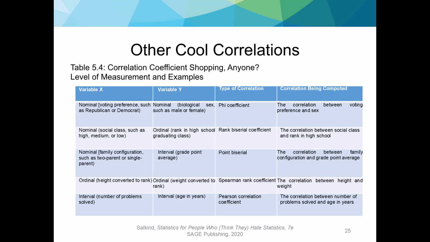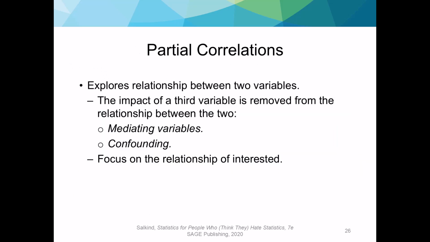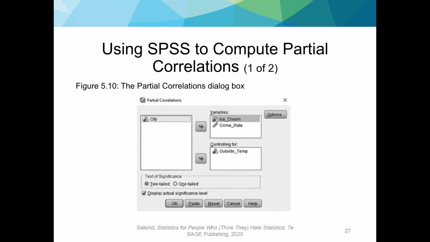Sometimes you want to explore the relationship between 2 variables after controlling for the effect of a third variable. This is called a partial correlation. It allows you to remove the impact of a mediating or confounding variable to better understand the direct relationship you're interested in. This is the dialog box in SPSS for computing partial correlations.